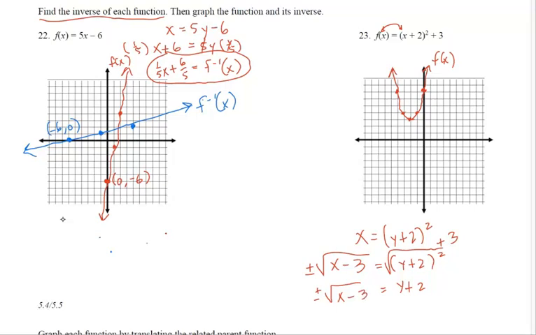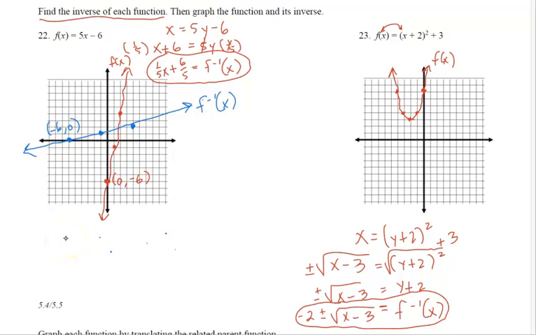And now to get y by itself, we just need to subtract 2. I'm going to put that out in front so there's no question. It's not looking like it's under the radical. And now that I've got y by itself, I'm going to use the notation that says the inverse of f. And there's the inverse function.